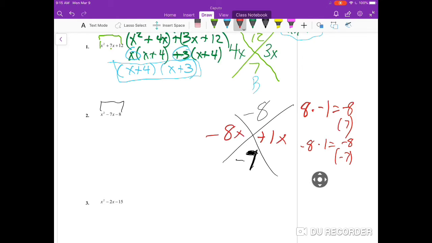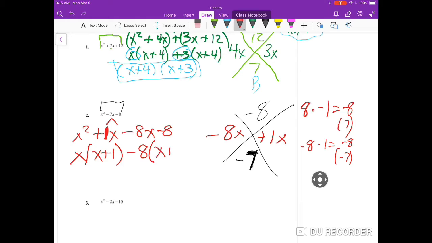Split them up. X squared. I'm going to put the 1x here. Doesn't matter. You could put the 8x first. x squared plus x minus 8x minus 8. Pull out an x. I'm left with x plus 1. Remember, this is negative, so I pull out a negative 8, and I'm left with x plus 1. And the final answer is x minus 8 and x plus 1.